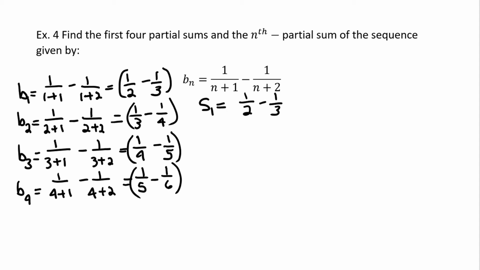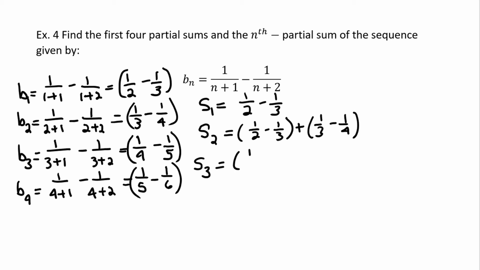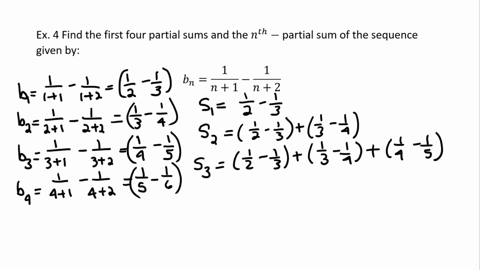But let's do the second one. The second partial sum is the sum of the first term, which is 1/2 minus 1/3, plus the second term, which is 1/3 minus 1/4. The third partial sum is the sum of the first term, which is 1/2 minus 1/3, plus the second term, which is 1/3 minus 1/4, and the sum of the third term, which is 1/4 minus 1/5.